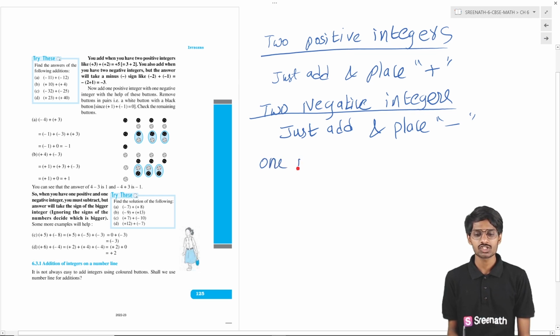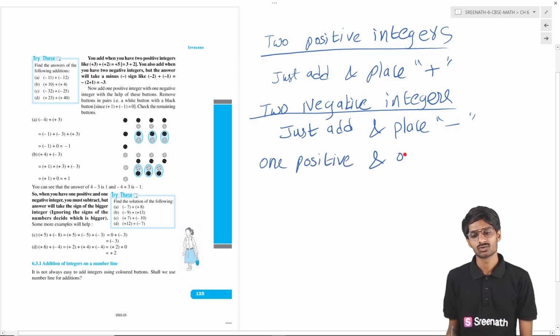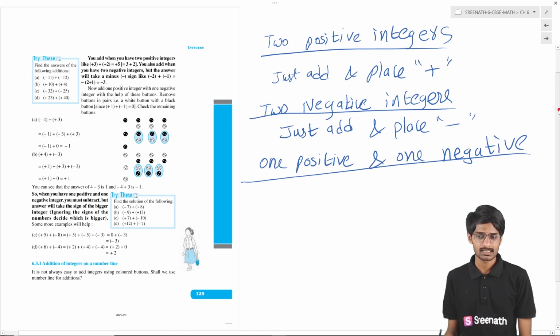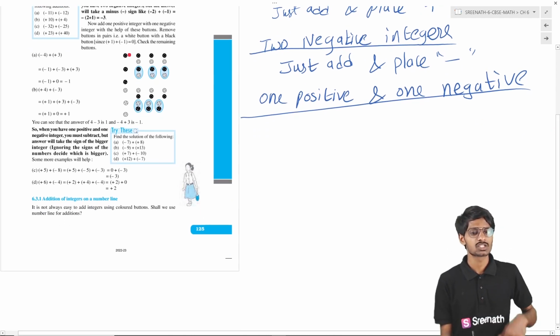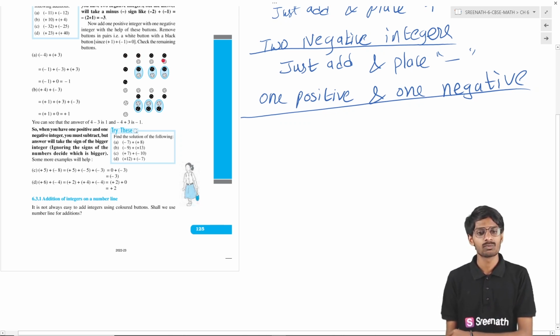So, one positive and one negative integer. In this case, how to deal with this case? Suppose it is the situation, there are 4 black buttons and 3 white buttons. Black buttons are represented by negative numbers. So how many are there? Minus 4. White buttons are represented by positive numbers. Those are plus 3.